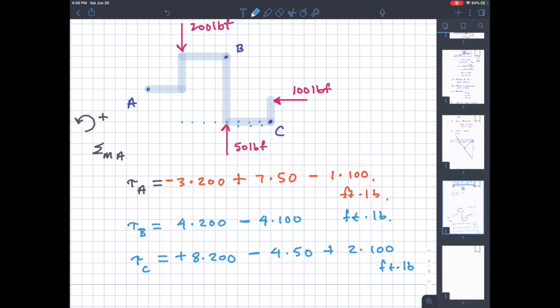Okay, so I'm going to do one more example video. I'm going to pause or stop this one for now, but we'll do another example where we take forces that operate not just in the horizontal and vertical directions, but that operate at any angle theta, and we'll figure out how to calculate moments for that.